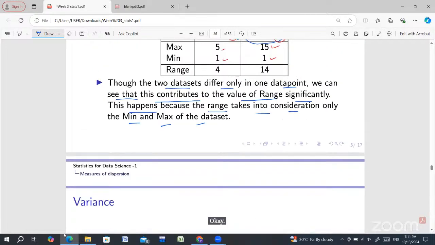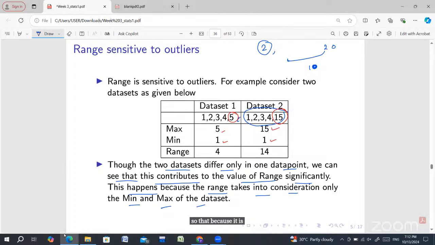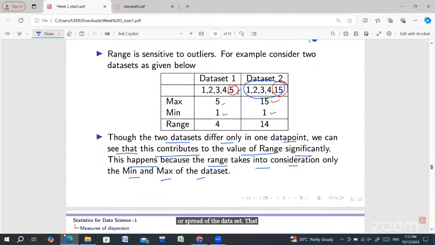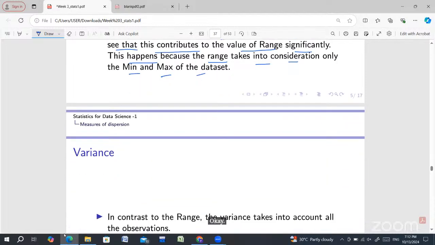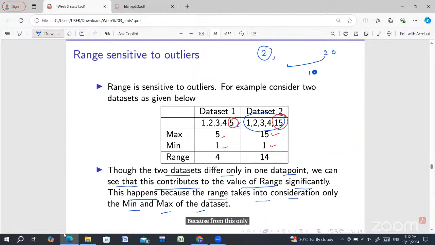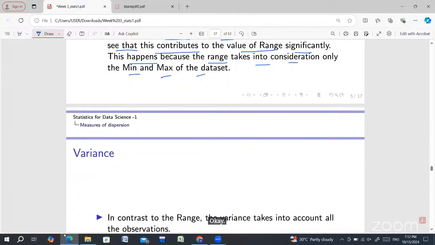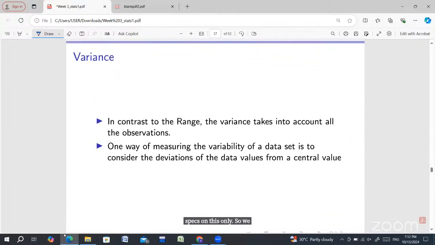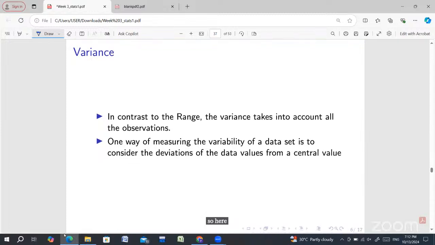Because the range is not giving enough information about the spread of the data set, we have other measures also. From this only you cannot determine the spread. So we have other measures like variance and standard deviation. In contrast to range, which only takes into account the maximum and minimum observation, variance takes into account all the observations. That's why it is better than the range.